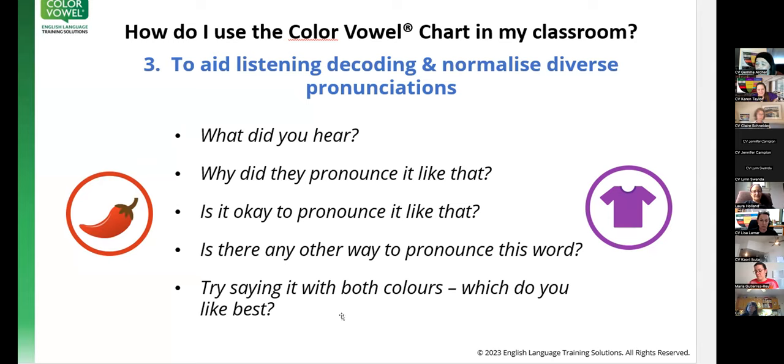And then they can try it on. Why don't you try it on right now? Try saying red pepper person or purple shirt person. How comfortable does that feel? Maybe it doesn't feel comfortable for you, and that's okay. I always say to students, say the version that you feel comfortable with. If something feels comfortable for you, if we can understand you, then that's all you need to do.